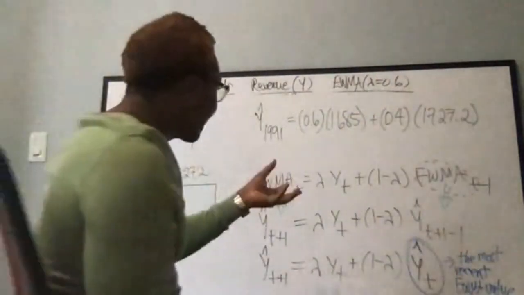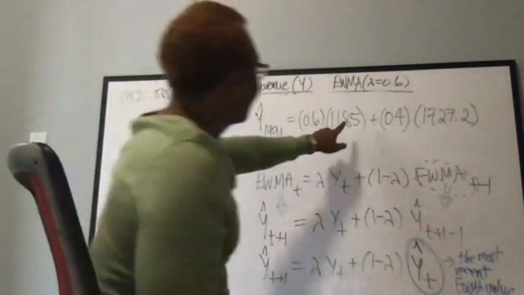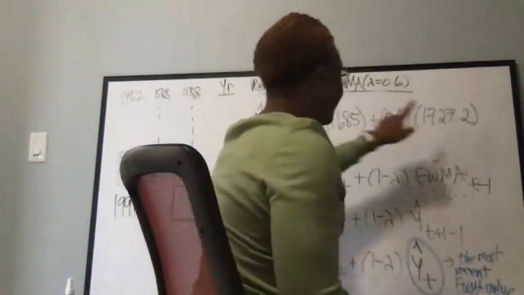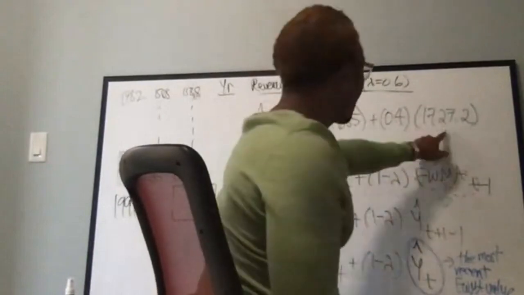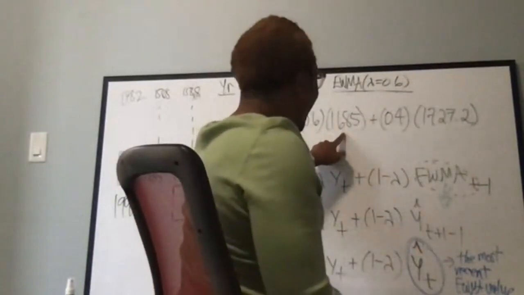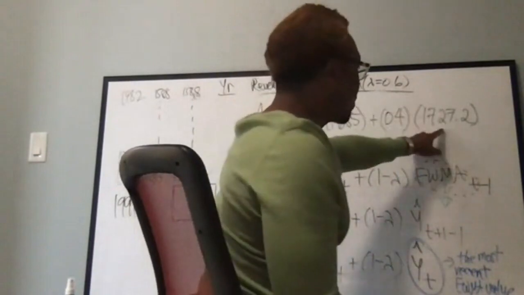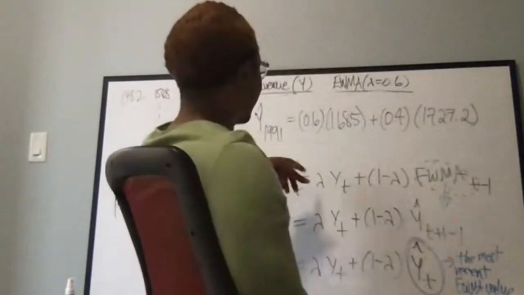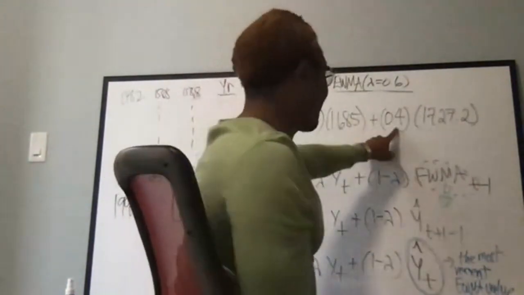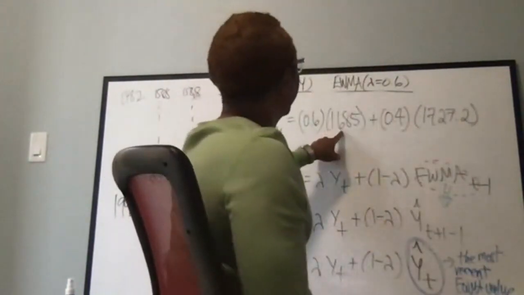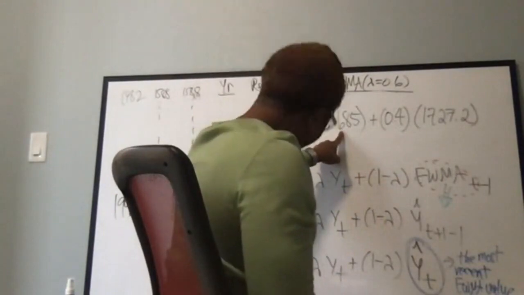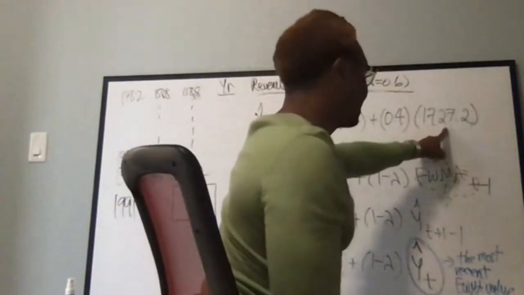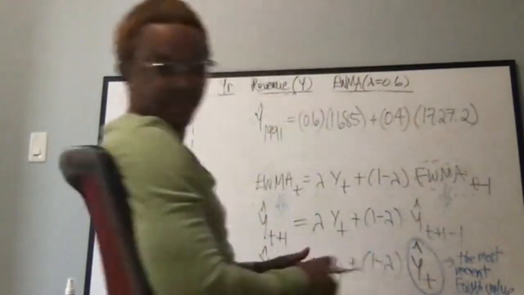This is the only time when I'm trying to predict that these numbers right here are on the same t level. Before, I took the t in the Y column and the t minus 1 in the EWMA column. But when I'm predicting, I'm still going to use the same lambda and 1 minus lambda, but I'm going to use the t level of the Y and the same t level of the EWMA. Is everybody okay with that?